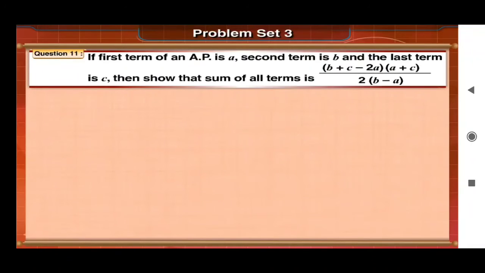Question 11. If the first term of an arithmetic progression is a, the second term is b, and the last term is c, then show that the sum of all the terms is a plus c into b plus c minus 2a, the whole upon 2 into b minus a.